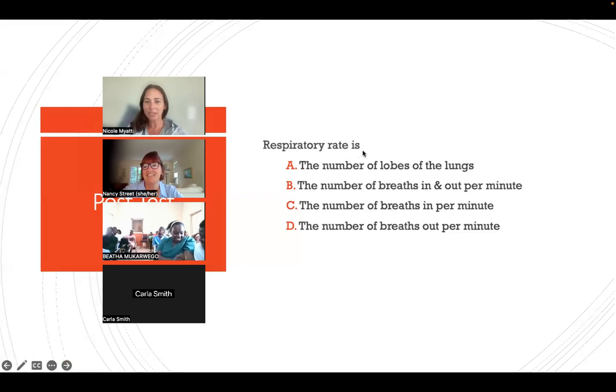Respiratory rate is the number of lobes in the lungs, the number of breaths in and out per minute, the number of breaths in per minute, or the number of breaths out per minute. In and out. Very good. You want to make sure you measure inspiration and expiration. Excellent.